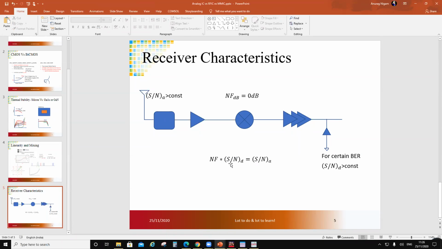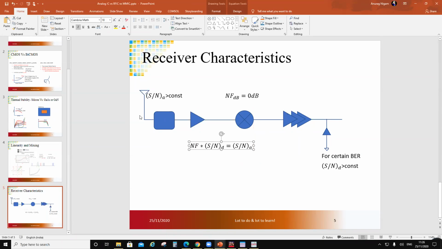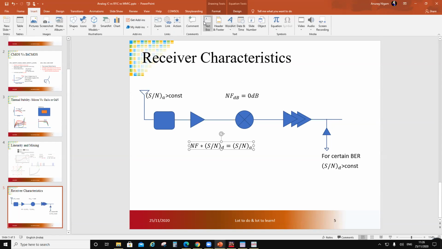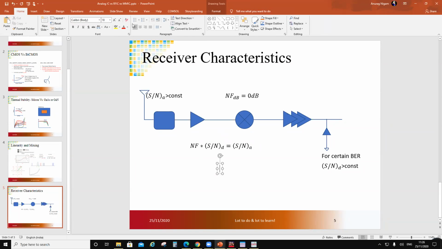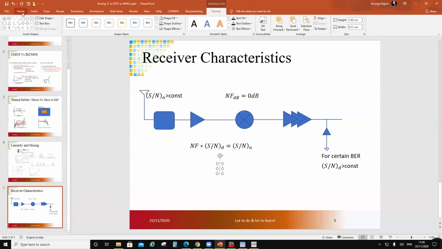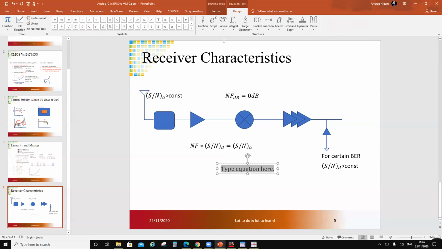Okay, so now let us assume that I have only thermal noise at the input. Okay, so this is the simplified version. So that would be proportional to the Boltzmann constant KB.